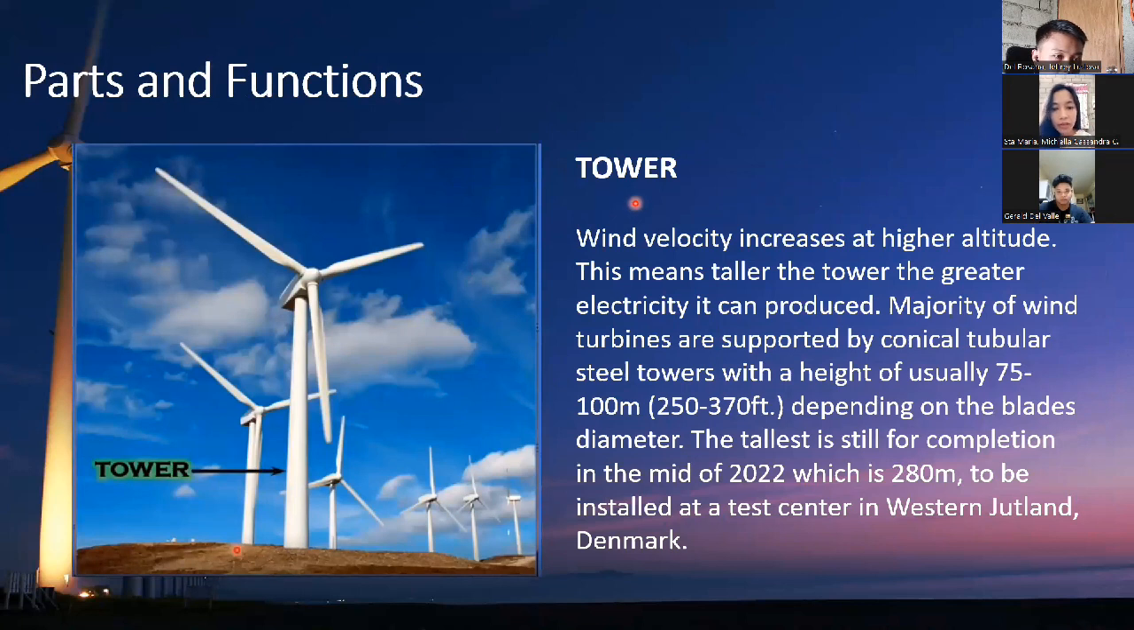Yung tower naman kasi is kung gaano kataas siya. Wind velocity increases at higher altitude. So pag mataas siya, ibig sabihin mas mataas yung lugar, mas mataas yung makukuha mong wind. And then mas marami madedetect niyang hangin pag sa mataas na lugar kasi mas mahangin sa taas. Yun yung tower.